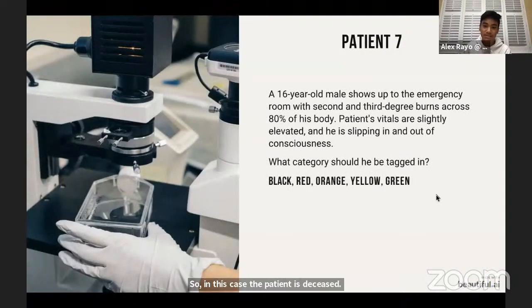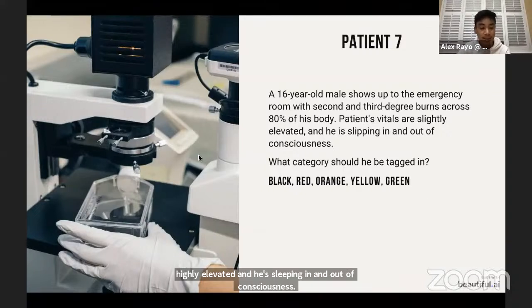Okay, and for our last patient, a 16-year-old male shows up to the emergency room with 2nd and 3rd degree burns across 80% of his body. Patient's vitals are highly elevated and he is slipping in and out of consciousness. What do we see? What do we say?